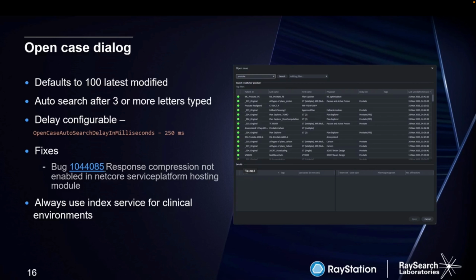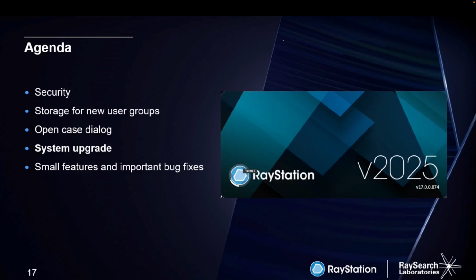Bug fix included rewriting, so you have to use an index service to get this speed gain. If you don't, you will always go towards the database, and that will be slow. In older versions of RayStation, we do not cache the results. Thus, now, it is much more live and reflects the actual database. So always use index service for clinical environments.